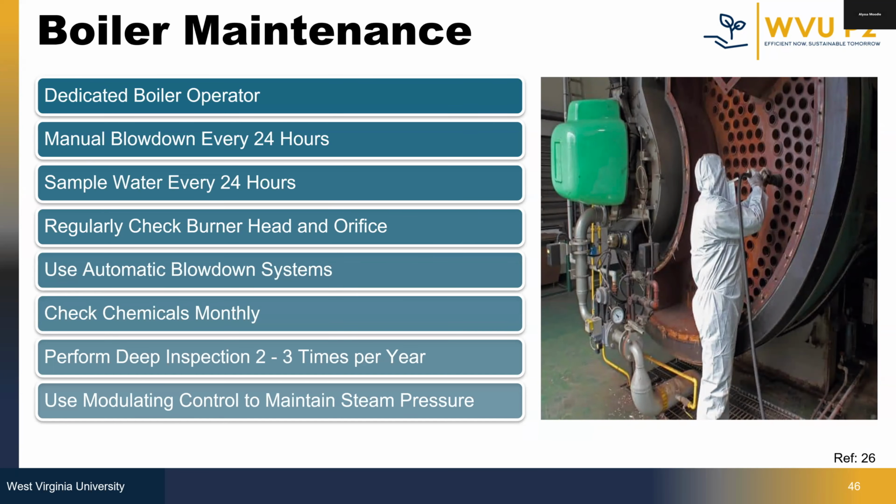Using automatic blowdown systems for the top helps reduce manual labor while maintaining water quality. Chemical dosing must be monitored monthly to protect the boiler from internal damage. Importantly, scheduling 2 to 3 planned shutdowns annually for in-depth inspection and cleaning ensures system reliability. And finally, modulating controls can help keep steam pressure steady and reduce energy waste. All these steps together form the foundation for safe, efficient, and long-lasting boiler performance.